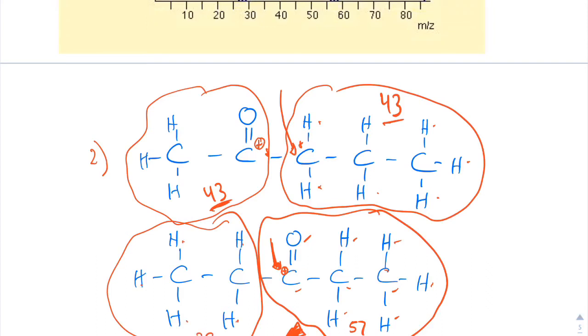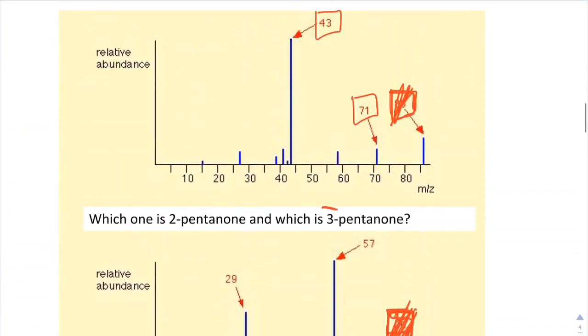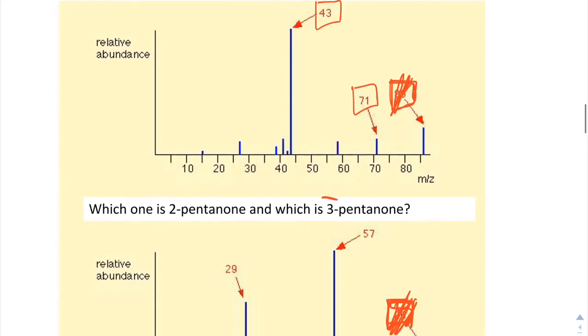So let's just see if we could detect any of these peaks. 43s, 29s, 57s. And so if we start looking up here, you'll notice what we see right there. I see a 43, I see a 29, I see a 57. So we start getting an idea.